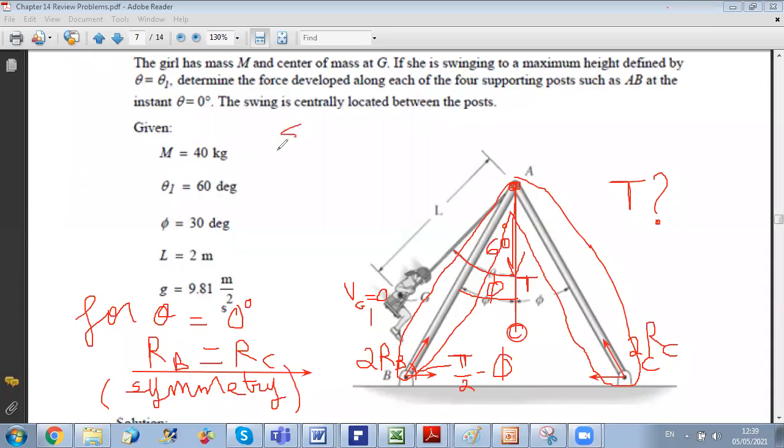If we write the sum of forces on the legs along y equals 0, this equation will give us, since we said that RB equals RC, you can replace RC by RB. So you have 2RB cosine phi, because the angle of the reaction with the vertical is phi. To project on y, you should multiply by cosine of phi.